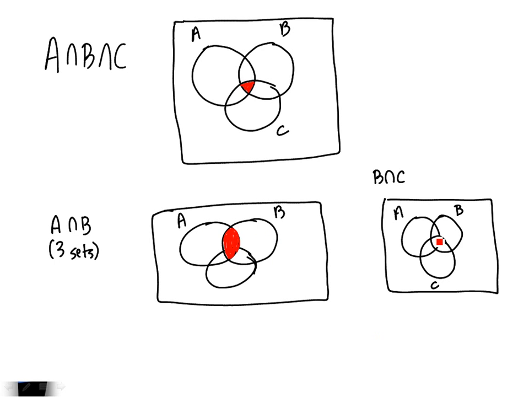Intersection B and C. So this is B, this is C. The intersection of those 2 things is this. Alright, so can you tell me what the intersection of A and C would be? This area here. So these are some regions. I just want you to memorize them.